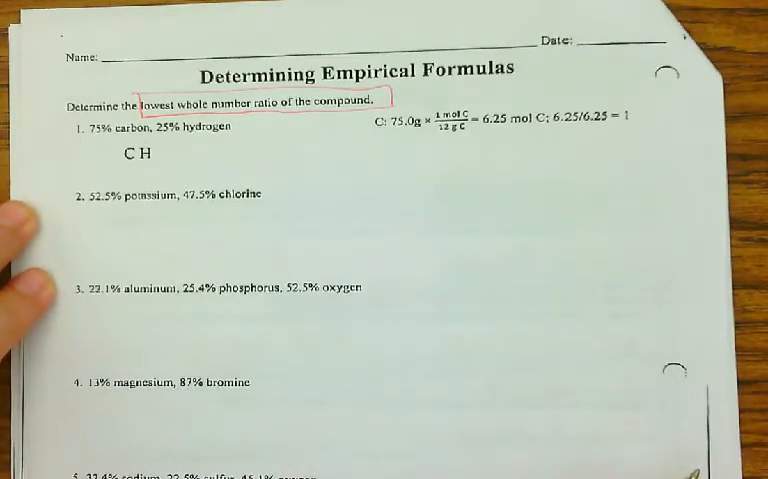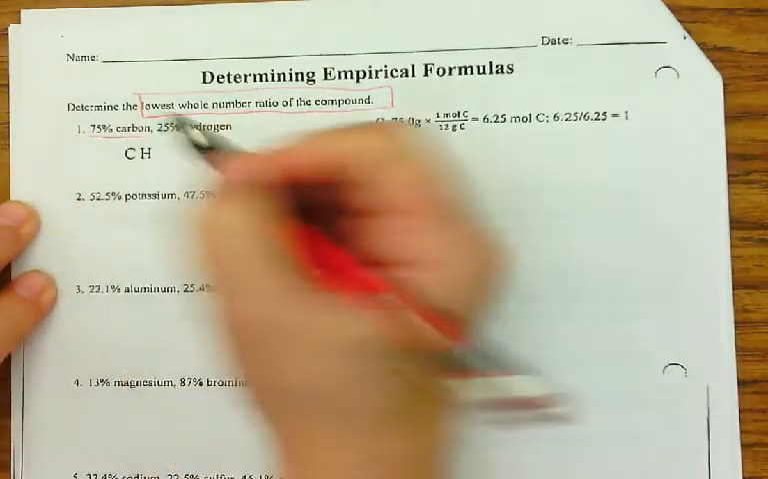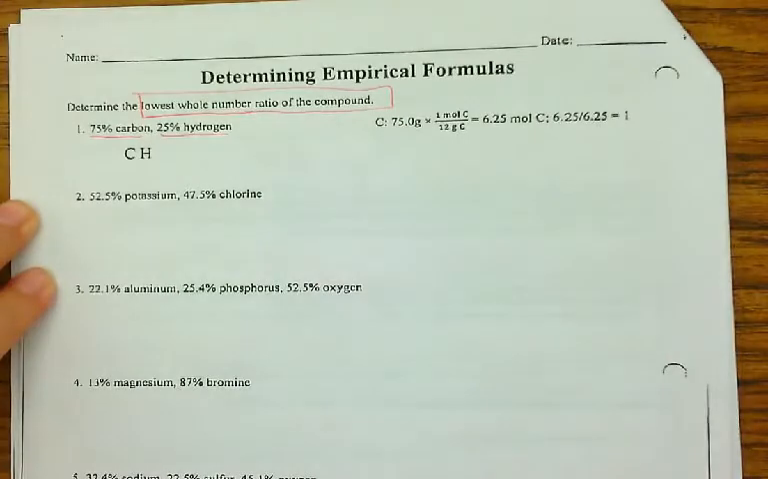Okay, so problem number 1 says I have 75% carbon and 25% hydrogen. This is percentages by mass, because we could also have percent by volume. Okay, so this is percentages by mass.